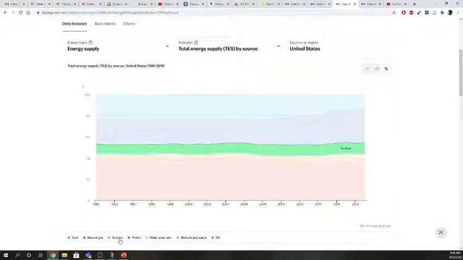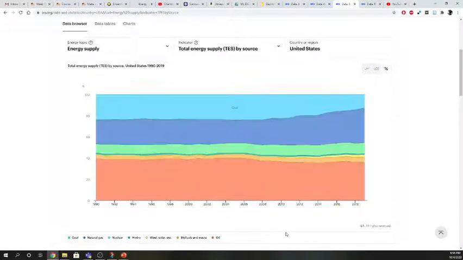We've been fairly consistent with nuclear over the past few decades. The US has somewhat of a fear of nuclear energy because of a few accidents that have happened around the world, like Three Mile Island, Chernobyl, and Fukushima. And so that's our breakdown in the United States.